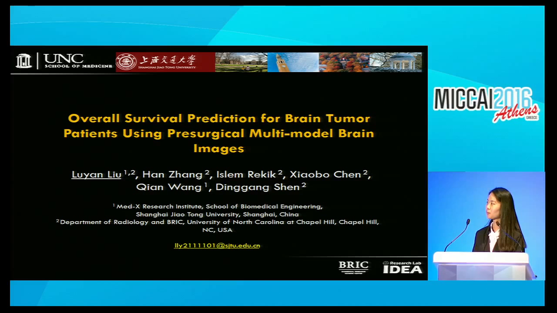Our next talk is titled Outcome Prediction for Patients with High-Grade Gliomas from Brain Functional and Structural Networks. This will be presented by Luyan Liu, and it is a collaboration between Shanghai Jiao Tong University and the University of North Carolina at Chapel Hill. Good afternoon, everyone. My name is Luyan Liu, and I'm from Shanghai Jiao Tong University. Today, I will present for you our recent work on overall survival prediction for brain tumor patients using pre-surgical multimodal brain images.